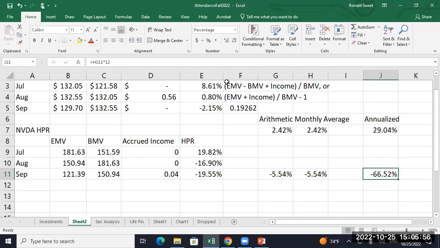Now you have to put a footnote on the exam. Why do you have to put a footnote on an exam? Well, you can annualize returns for the CFA Institute. They allow you to do it, but only if you have at least 12 months of data. You can't annualize 3 months of data.